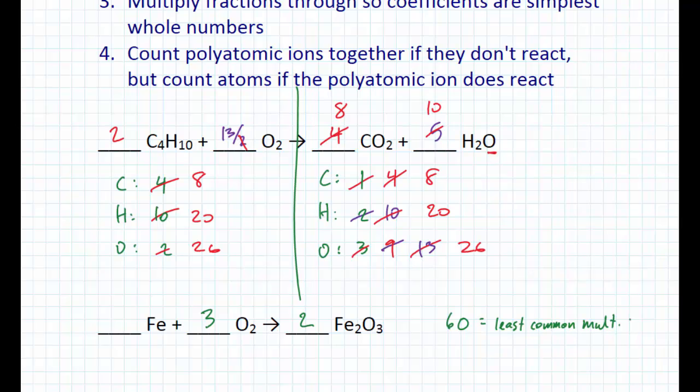And then what else do we have to do? 4, yeah, there we go. So 4 irons, 6 O's, 4 irons, 6 O's. Okay.